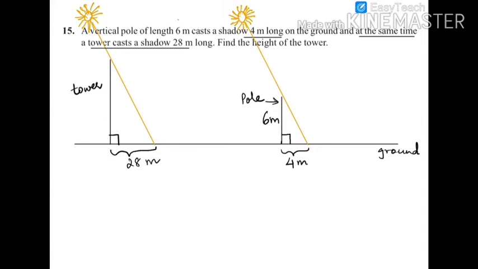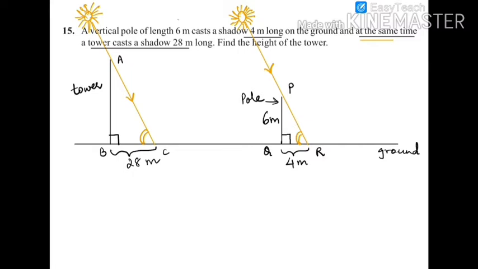Observe that we have got 2 right triangles. Let's name these triangles as triangle ABC and triangle PQR. Since the sun rays are parallel, they make the same angle with the ground to cast the shadow at the same time of the day. So these 2 angles are going to be equal. And angle B will be equal to angle Q because each is 90. So we can say that these 2 triangles are similar by angle angle.